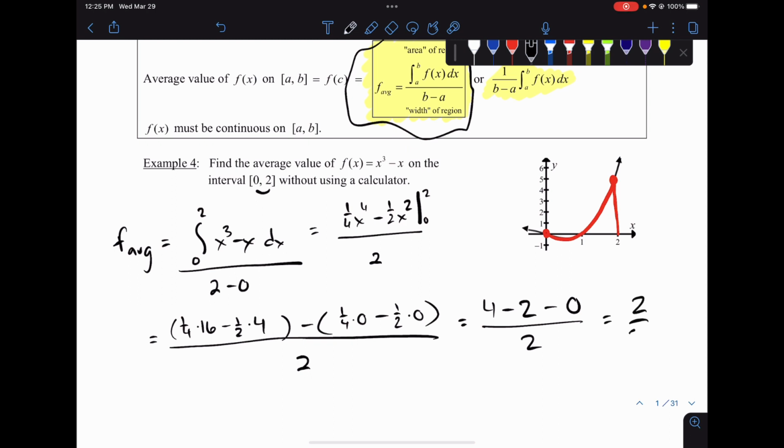So I end up with 2 divided by 2. So the average value of f of x equals x cubed minus x is equal to 1. So that means my height would have been right here. That would have been the height of my function, okay?